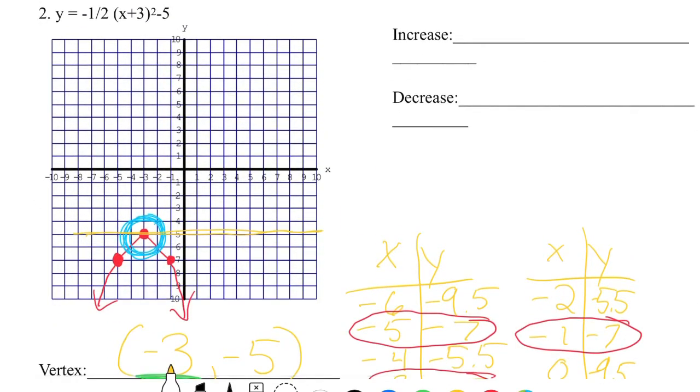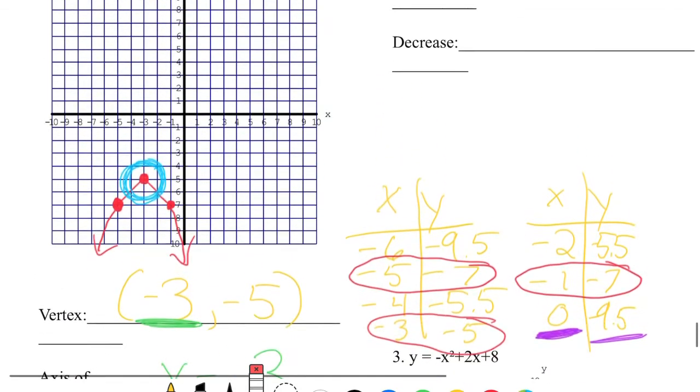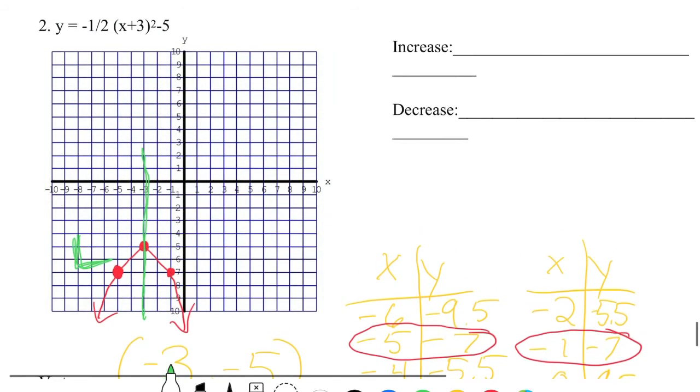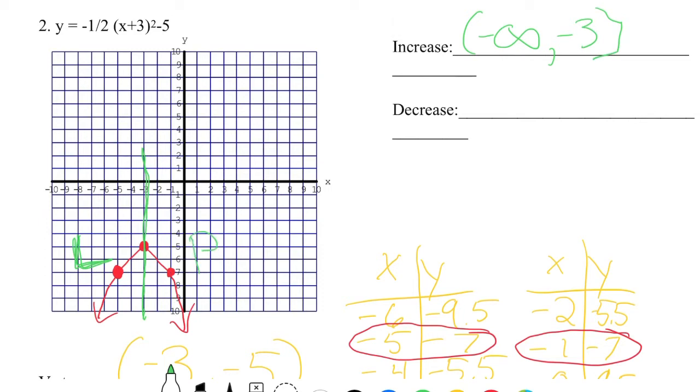Our increase and decrease is going back to our line of symmetry, which is at x equals negative 3. On the left side, we are increasing, going from negative infinity to that negative 3. And then on the right side, we're going down, so we're decreasing, starting at that negative 3 and going to positive infinity because we're going to the right forever. Increase and decrease always talks about your x values.